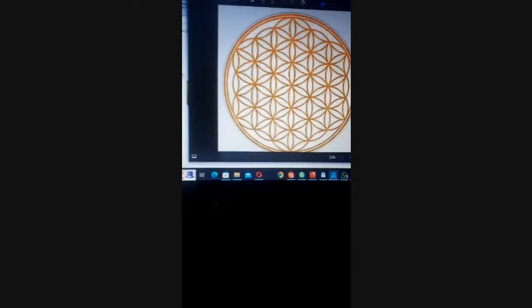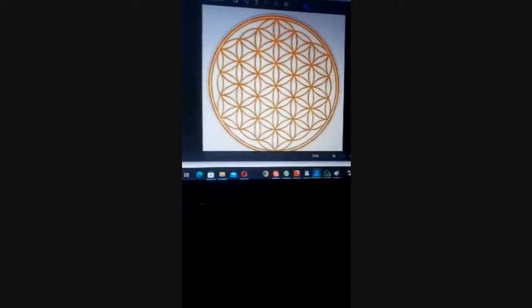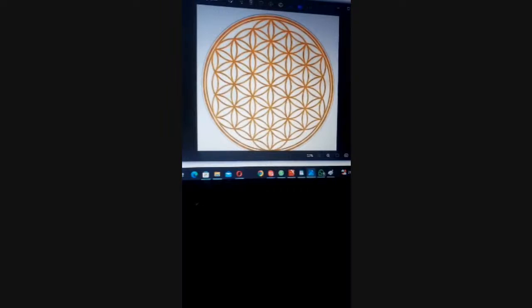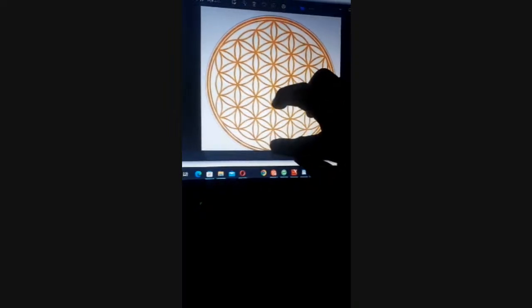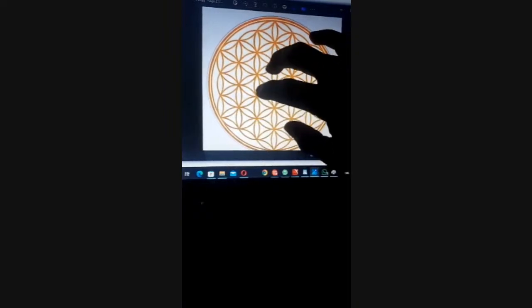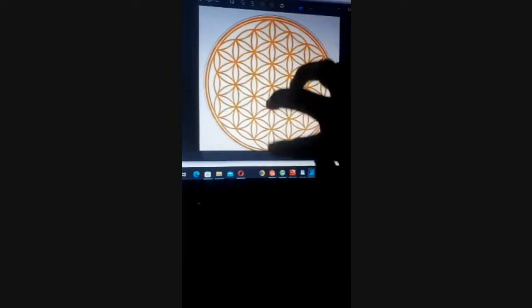Now let's see the flower of life, the real one. Look at the real one, the one that is complete, drawn properly. Now this is the real one. You see this circle? 1, 2, 3, 4, 5. That's how many it is. 5 here.